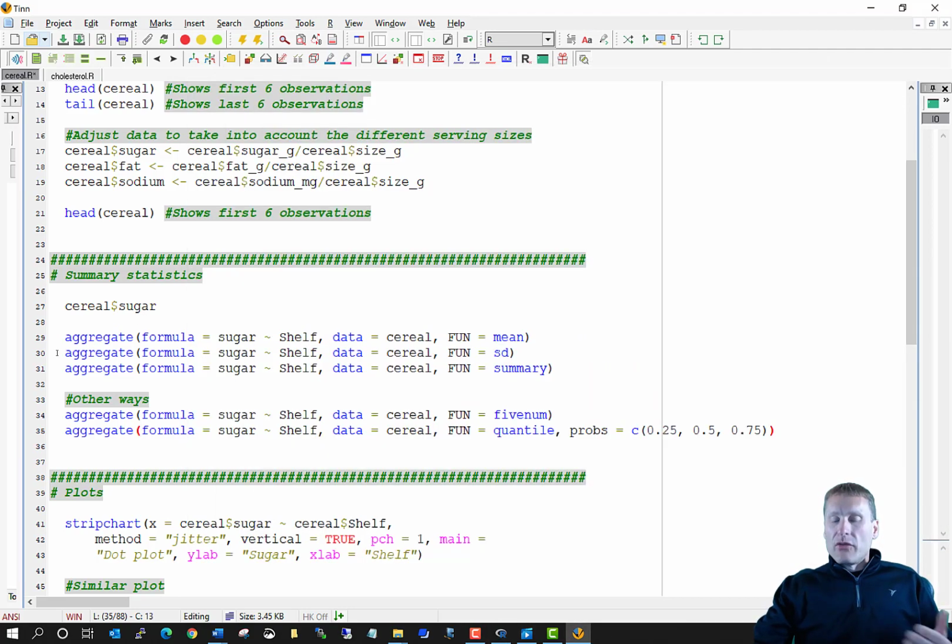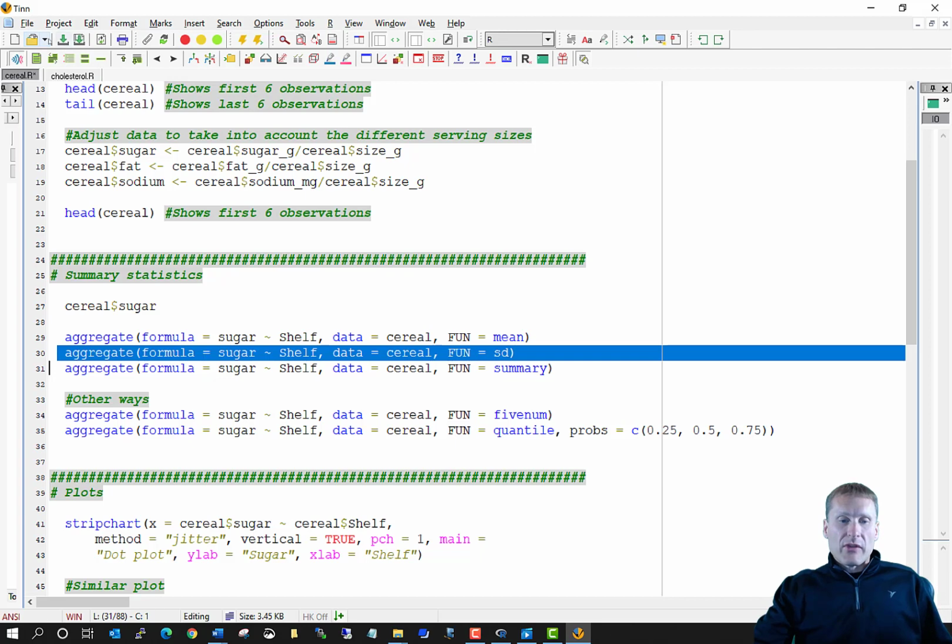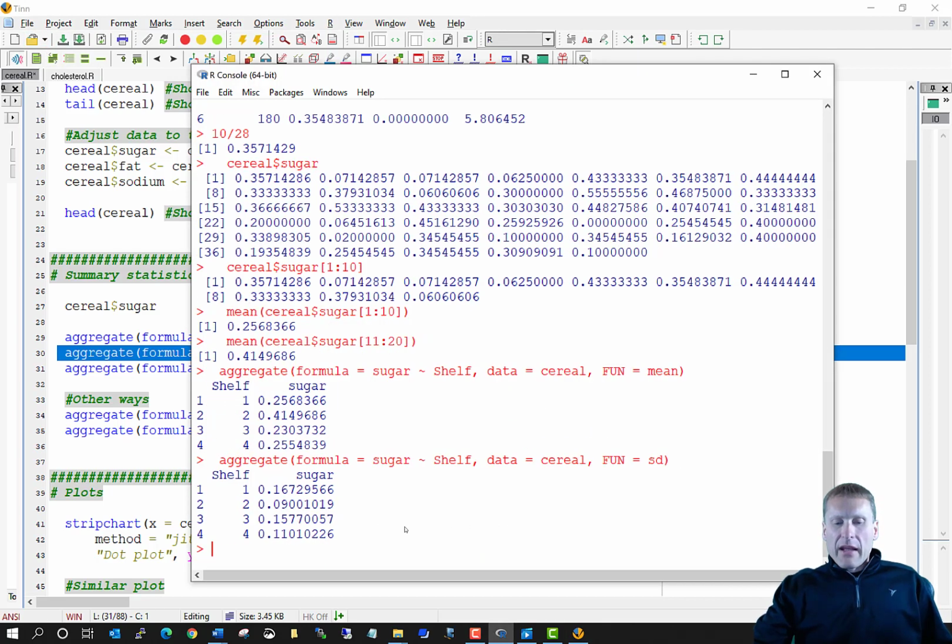Now, we could also do some other summaries. We could, for example, use the standard deviation as well. We do see some differences amongst the standard deviations, where interestingly, shelf two has the smallest standard deviation of all the shelves. Maybe this represents that those particular cereals are more homogeneous. Maybe perhaps, and we're just doing some initial investigations here, they tend to all be these children's cereals that are high in sugar content.